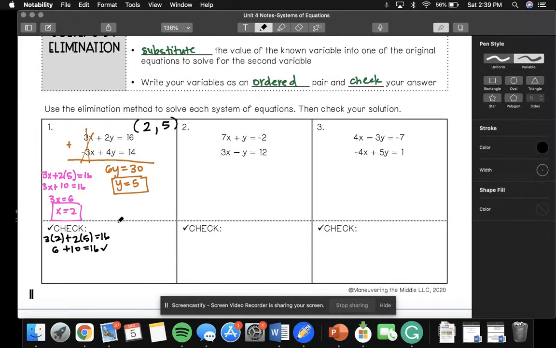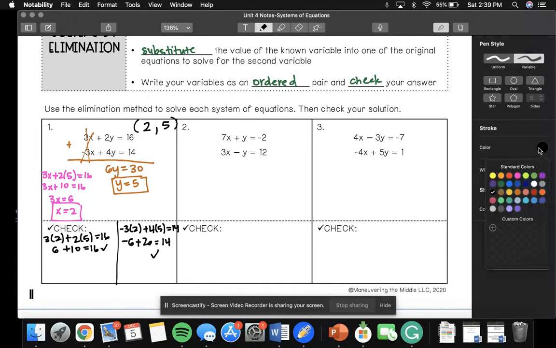Okay. My other equation, just to make sure, I have negative 3 x's, so I have negative 3 2's plus 4 y's, 4 5's should equal 14. Negative 3 2's would make negative 6, 4 5's would make 20, and negative 6 plus 20 does equal 14. So if we were to graph these, they would cross right at 2, 5. So the elimination method actually is a very effective way if they are both in standard form.